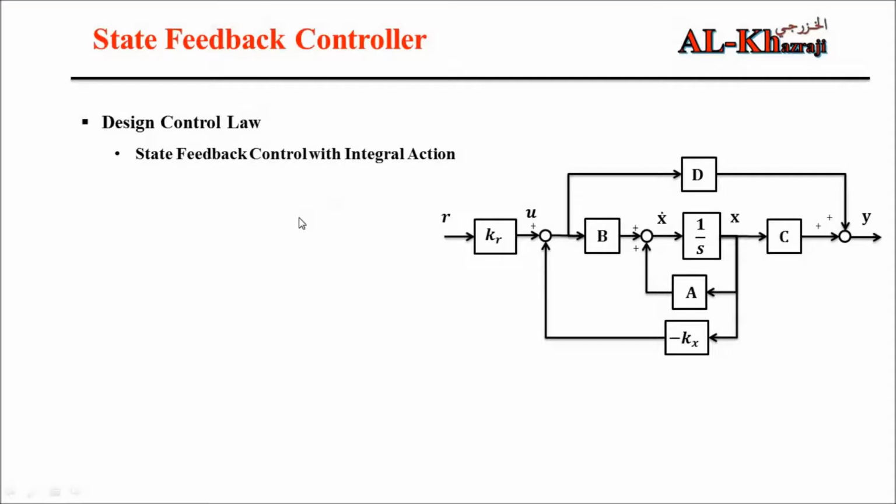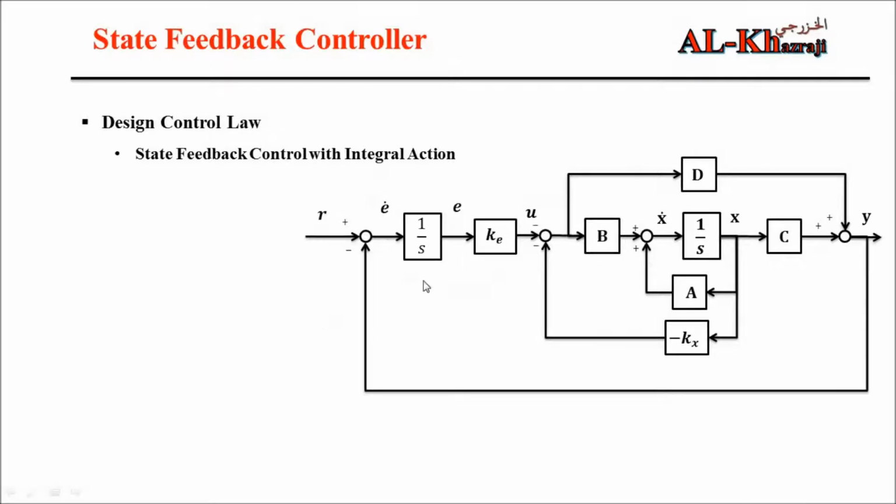Now in the last section of our lecture, we will see how we could design a state feedback controller with integral action. So instead of having the feedforward KR, which is multiplied by R, we need to integrate the error. Now, the new structure of the system becomes like this. Now we have R, and this error will be integrated.